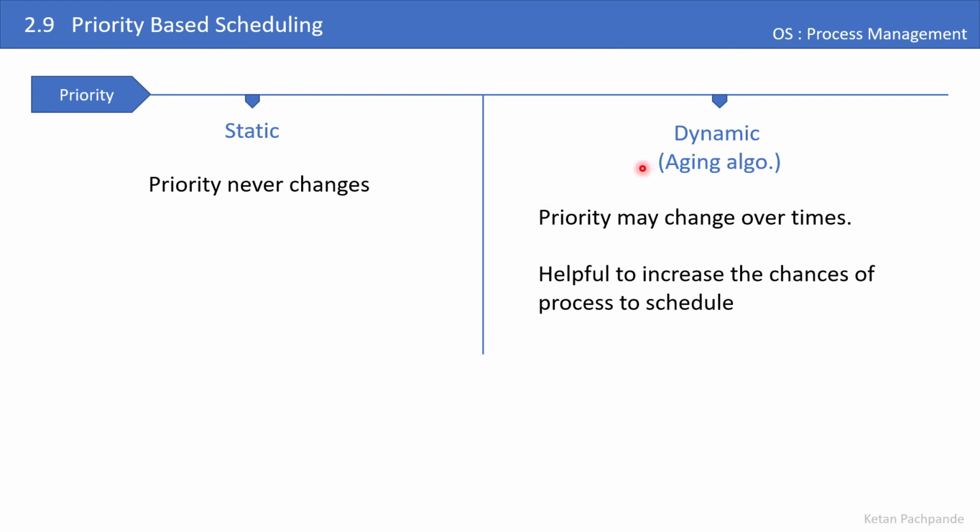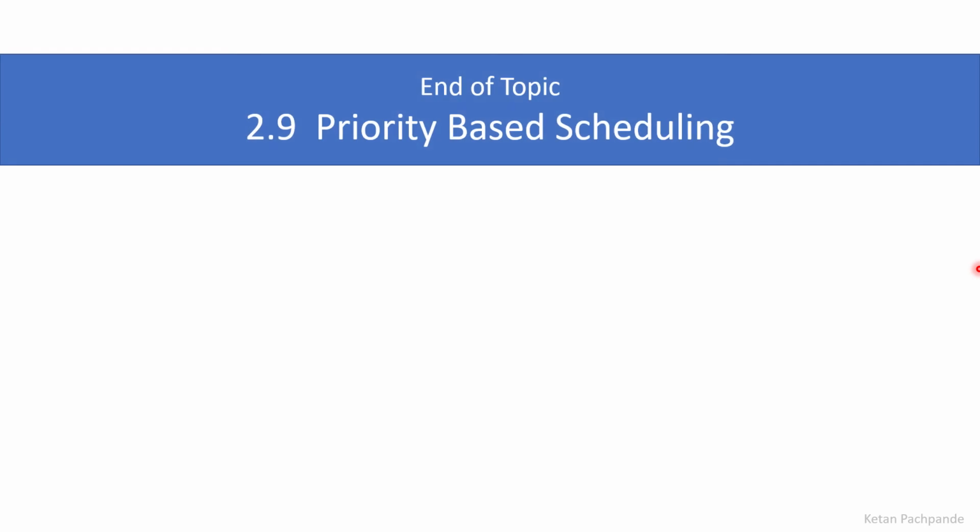We call this dynamic priority the aging algorithm also. Why is this aging? As and when the age of the process increases, which has waited for a longer duration of time, OS can keep on boosting its priority. And that's how we complete the priority based scheduling.